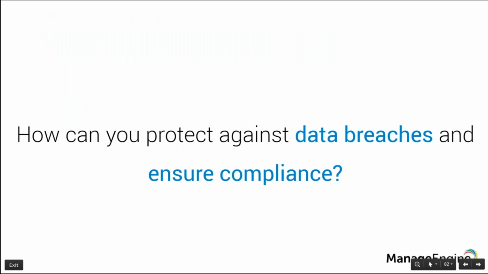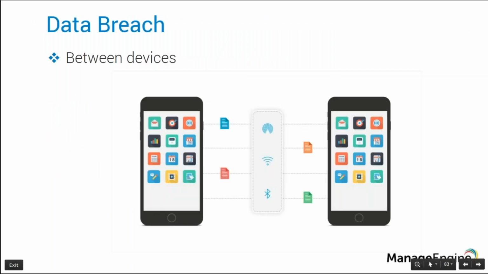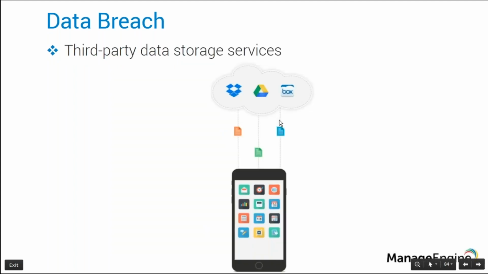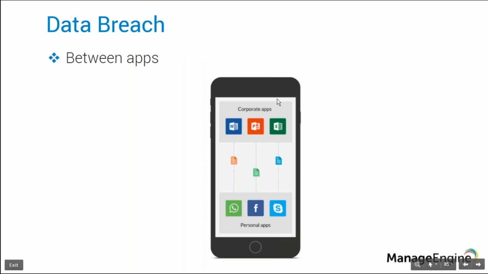Now, how can you protect against data breaches and ensure compliance? Data breaches can occur when there is unauthorized data transfer between a managed device and an unmanaged device, either through Wi-Fi, AirDrop, or Bluetooth. Data breaches can also occur when data gets backed up in an unauthorized manner to third-party cloud services such as Dropbox, Drive, etc. And data breaches can also occur when there is unauthorized data transfer between corporate and personal devices.